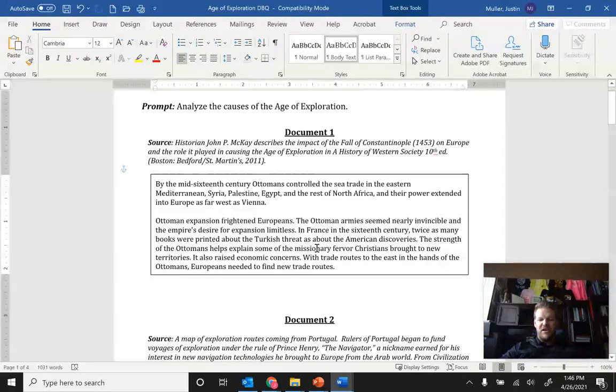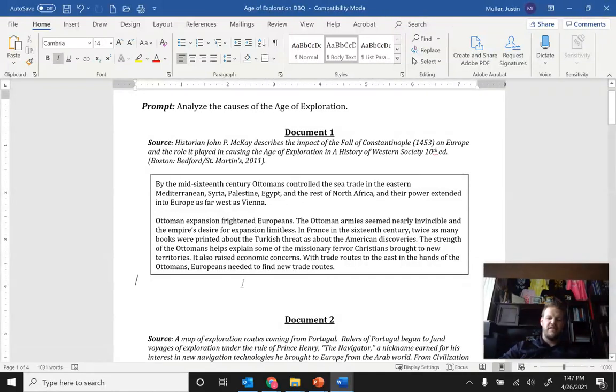The Ottoman armies, seemingly nearly invincible, and the empire's desire for expansion limitless. It's a little weird sentence. In France, in the 16th century, twice as many books were printed about the Turkish threat as about the American discoveries. So they're really scared if they're printing books about threats. Remember, Turkey and Ottoman are the same place. The strength of the, you know what, I've read enough.